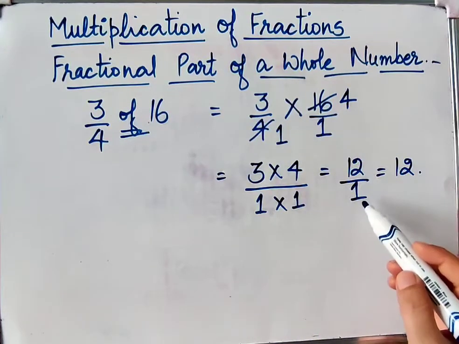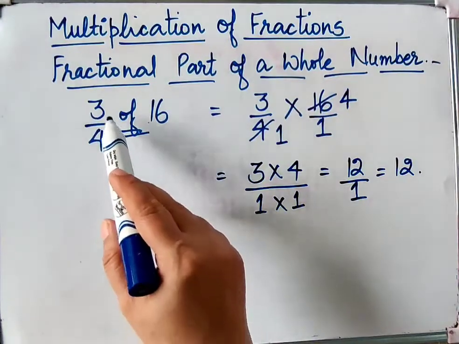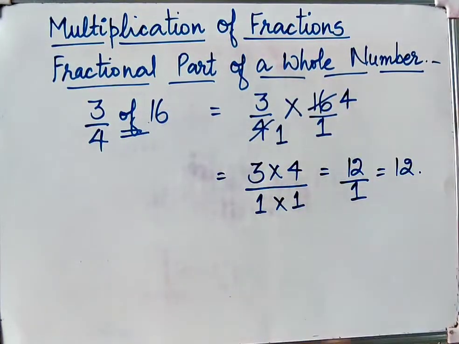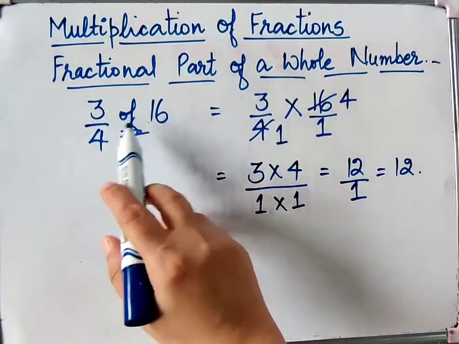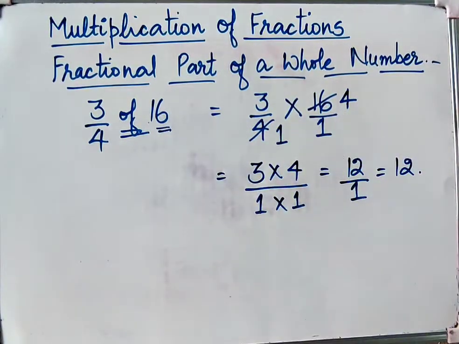Since any number divided by 1 is the number itself. Thus, we are going to solve the fractional part of a whole number by changing the whole number into a fraction by writing 1 in the denominator. Hope it is clear to you. Then moving on to the properties of multiplication of fraction.